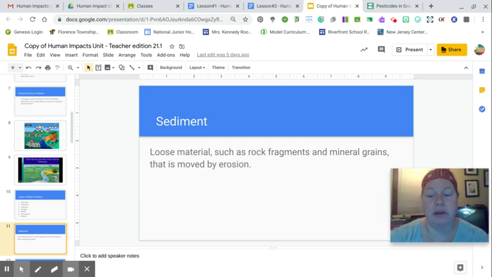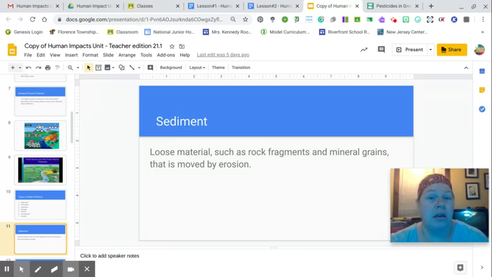Sediment is loose material such as rock fragments, mineral grains that is moved by erosion, which you learned about in 7th grade. So water, wind breaks up rock, and then it's carried by water away from the area. So you find sediment everywhere there's running water, because running water breaks down rock, and then that material, that dust basically, is pushed through by the moving water. And if you have standing water, then it just sinks to the bottom.